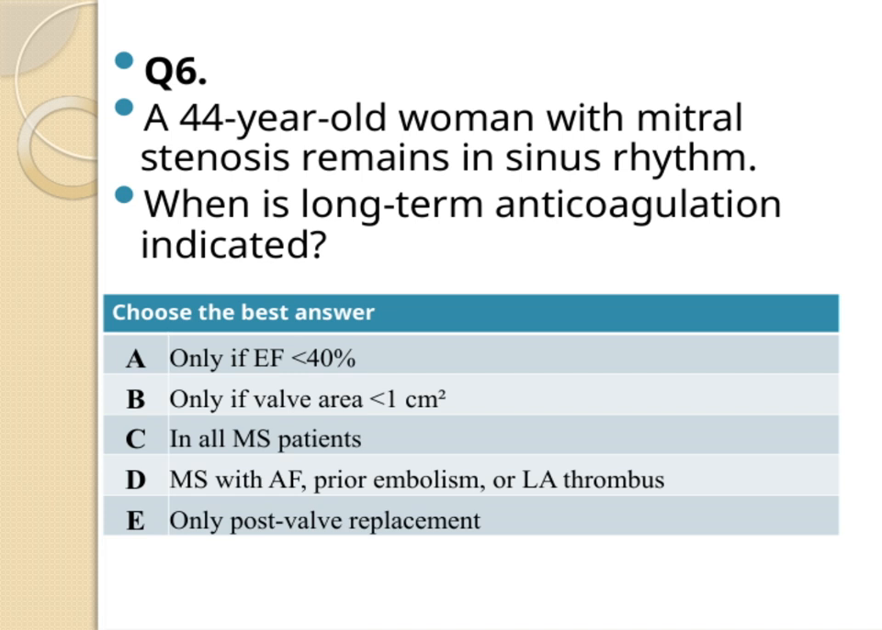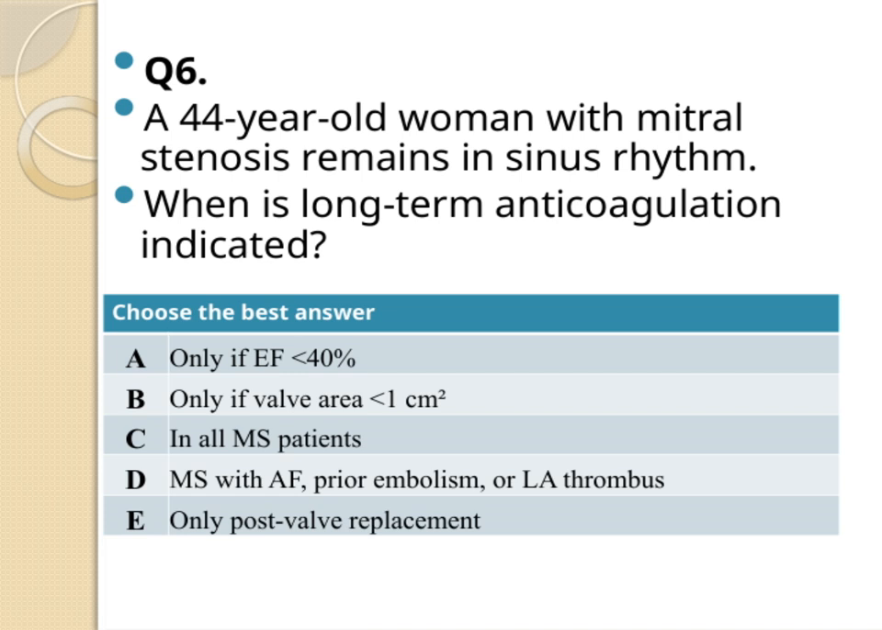Option A suggests anticoagulation only if the ejection fraction is less than 40%. But in this case, her ejection fraction isn't mentioned as an issue, so that's not the main criterion here. Option B states only if the valve area is less than 1 centimeter squared. While severe stenosis can increase risk, the decision for anticoagulation involves more than just the valve area, especially if she remains in sinus rhythm. Option C says in all mitral stenosis patients, regardless of rhythm or other factors. But actually, not all patients need lifelong anticoagulation.